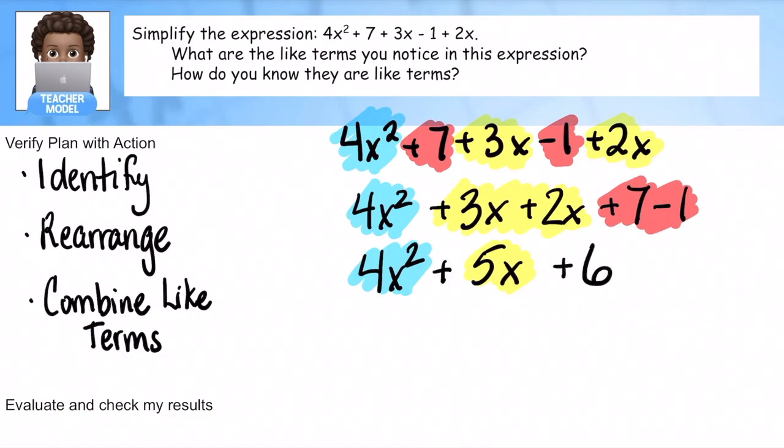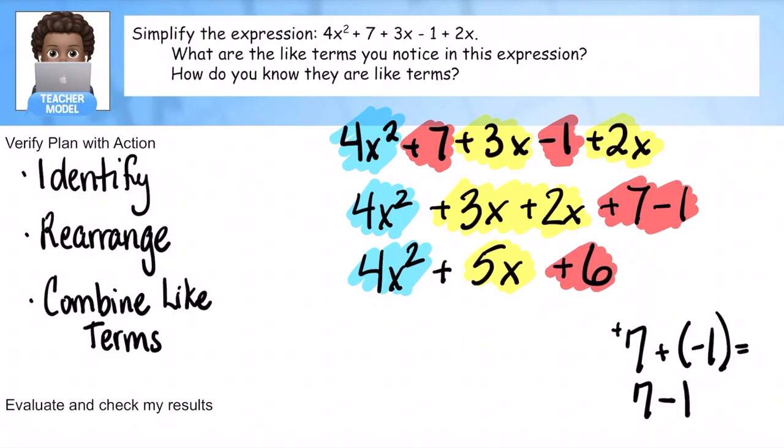And I know how I actually was intentional in saying that. I actually said positive 7 plus negative 1, even though we've read this as 7 minus 1. So I'm saying that intentionally because when we combine, we're adding them together. And I know I still have a positive 6. All right, and we've simplified this expression from 5 terms down to 3.